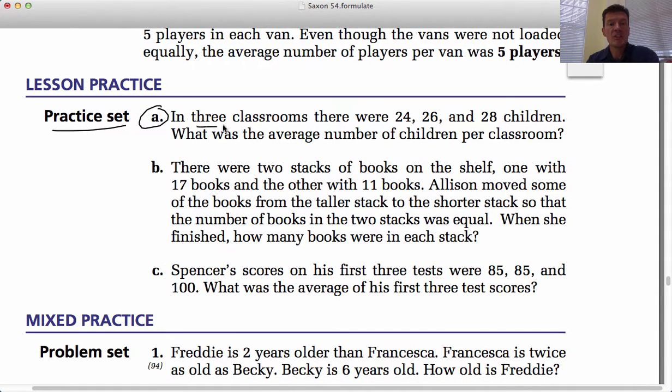Practice A. In 3 classrooms, there were 24, 26, and 28 children. What was the average number of children per classroom? So again, let's just estimate. Remember our lesson on estimation?